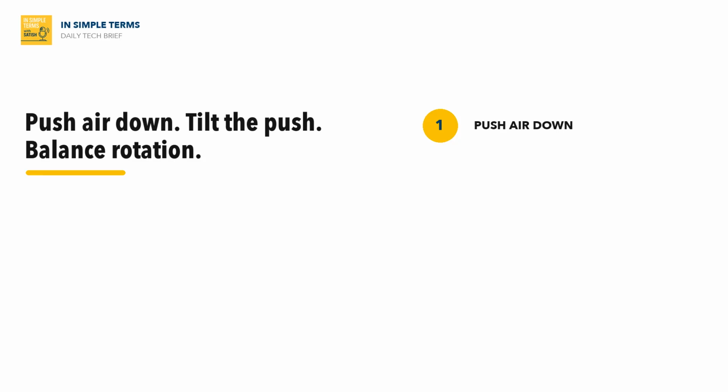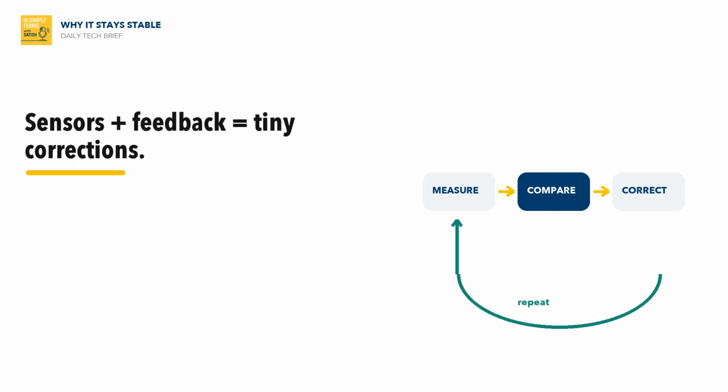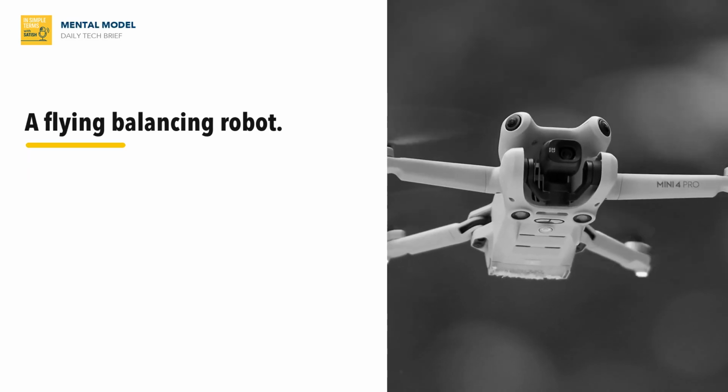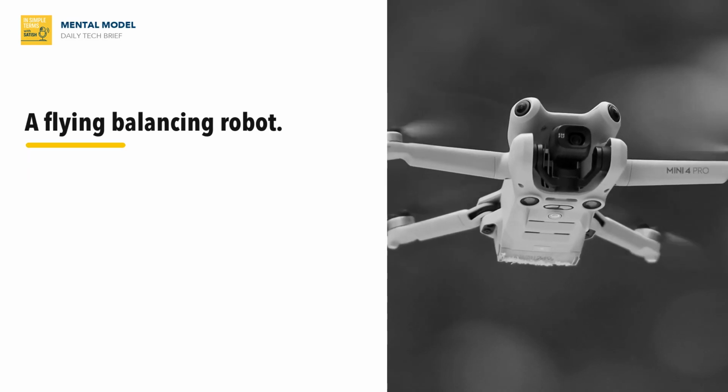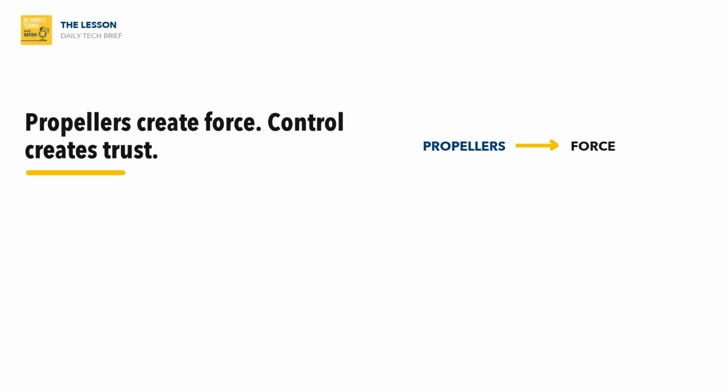In simple terms, a drone flies by pushing air down. It moves by tilting that push. It turns by balancing opposite spinning propellers. And it stays stable because a flight controller uses sensors and feedback loops to make thousands of tiny corrections. The mental model is this: a drone is not 4 propellers attached to a camera. It is a flying, balancing robot. The propellers create force, but the control system creates trust.